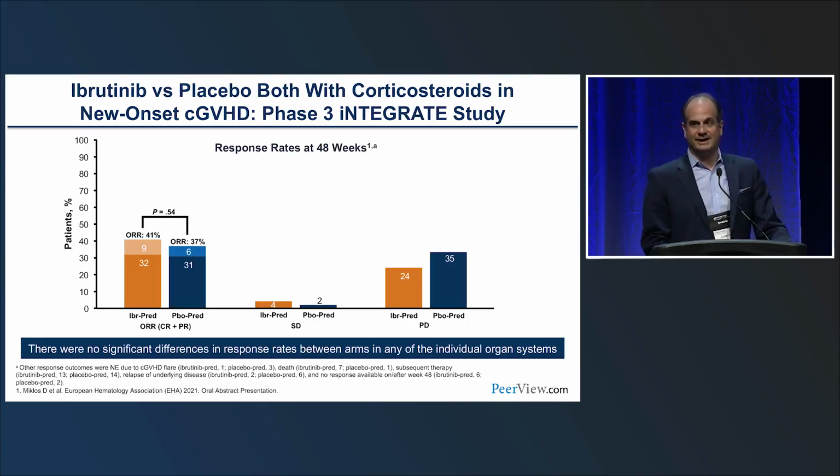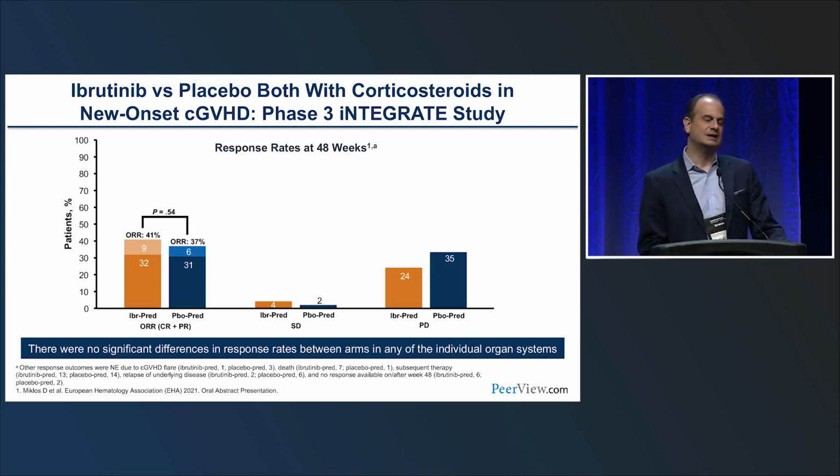Because ibrutinib is effective in the steroid refractory setting, the recent INTEGRATE study tested the role of ibrutinib as initial therapy when given in combination with corticosteroids for new onset chronic graft-versus-host disease. And this is a summary of the results shown here. So on the far left, you can see that the overall response rate for steroids with ibrutinib was no better than a steroid plus placebo arm, unfortunately.